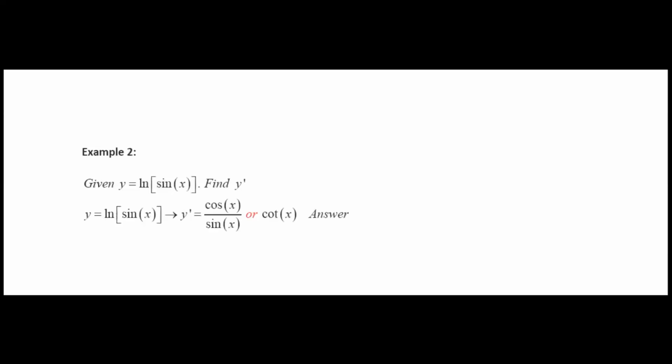Let's take another example. The natural log of sine of x. Well, u is the sine of x. Du, or the derivative of sine of x, is cosine of x over itself, and so there's your answer. Or, since the cosine of x over sine of x is the cotangent of x, we could leave the answer that way. Each answer is good.